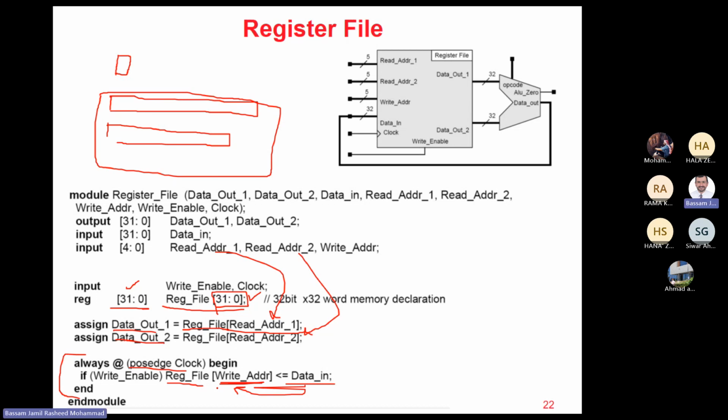In this, you can see, we probably should have looked at this block diagram. These are the two read registers. This is the write address. This is the data which is used to write. And these are the two data that we read out from the register file. The write enable is used to do the writing for the register.